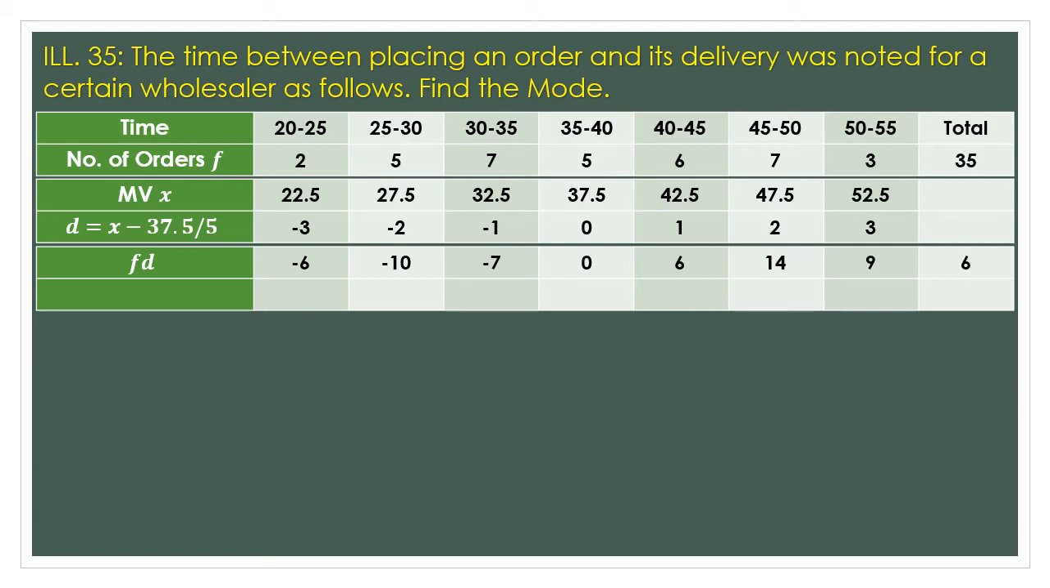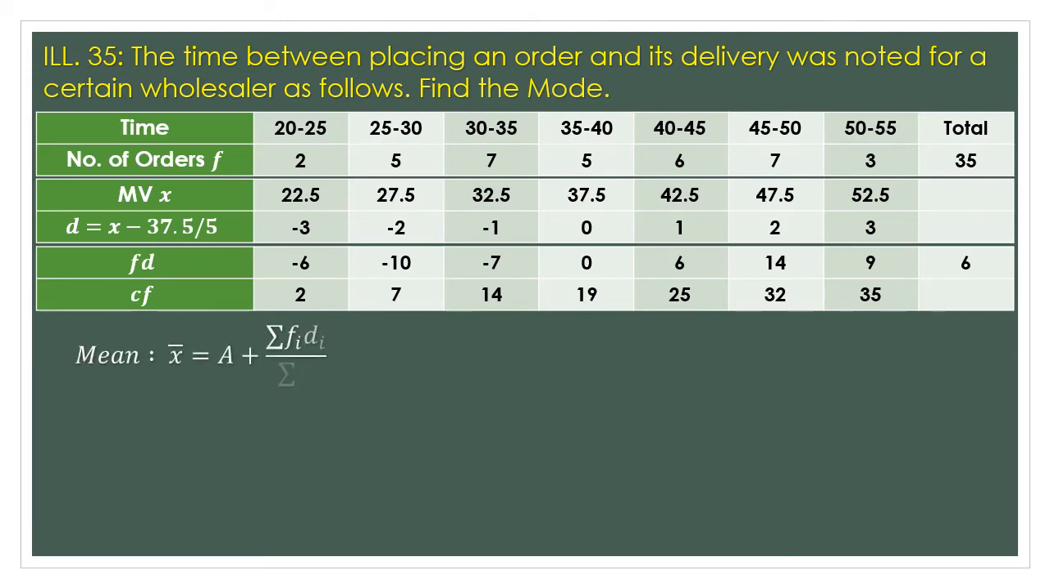That is for mean. I also have to calculate median here, and for calculating median I need cumulative frequency. That's just adding up all the frequencies. The first frequency is 2, then plus 5 will be 7, plus 7 will be 14, plus 5 is 19, plus 6 is 25, plus 7 is 32, plus 3 is 35. That's the total frequency. So now I have to start with calculating mean and median.